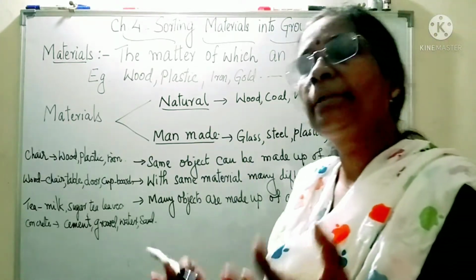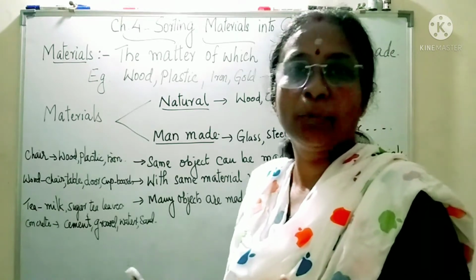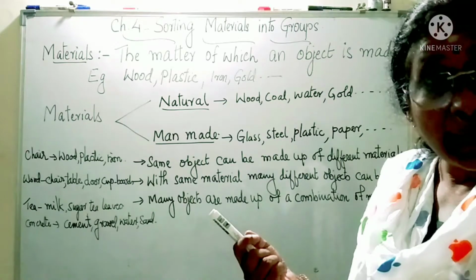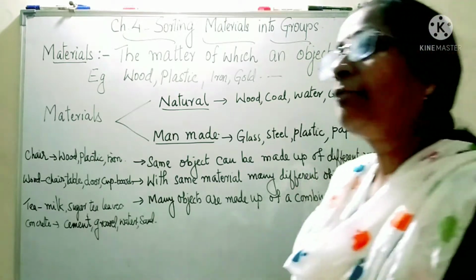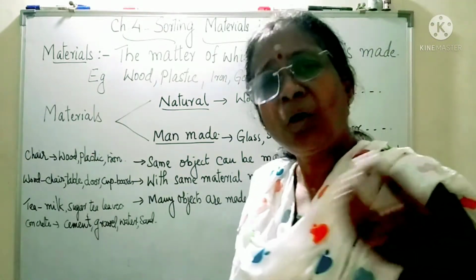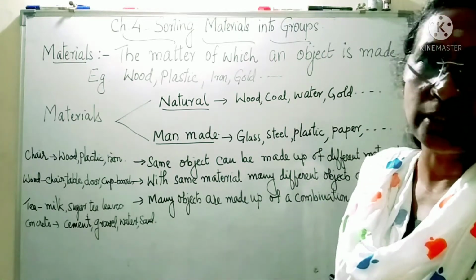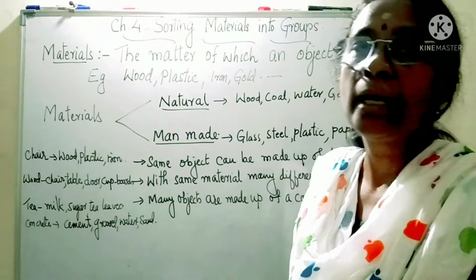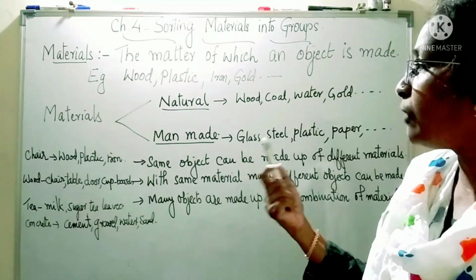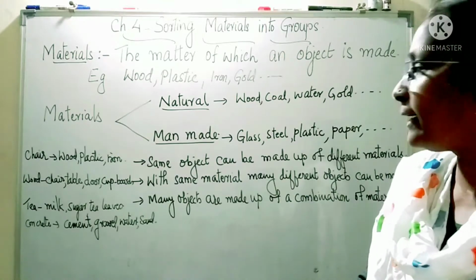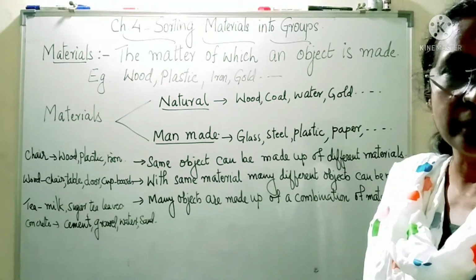Now what are the materials we usually use at home? I told you we use plastic, we use wood, iron, gold, silver, steel. All these things are used for making things or objects. So all these things are called materials. Now materials are of two types, natural and man-made materials.